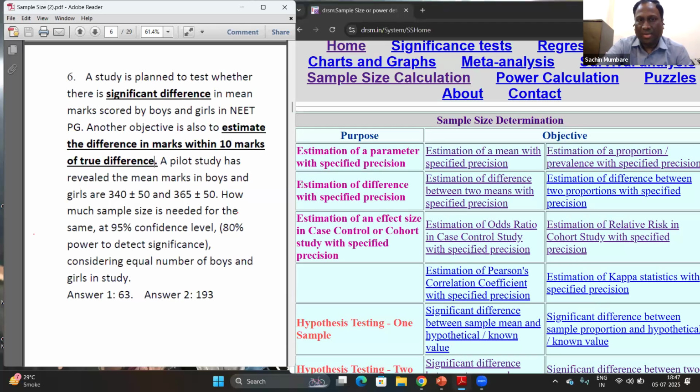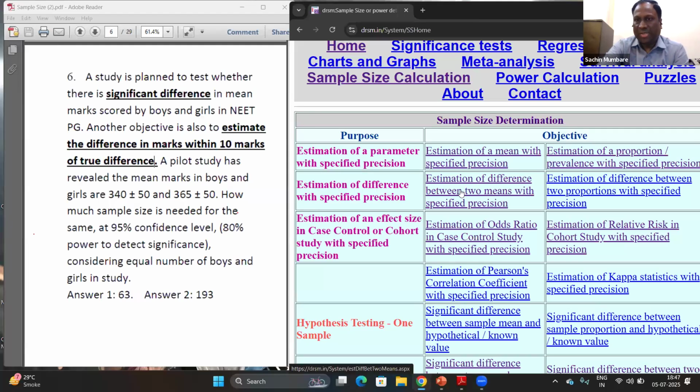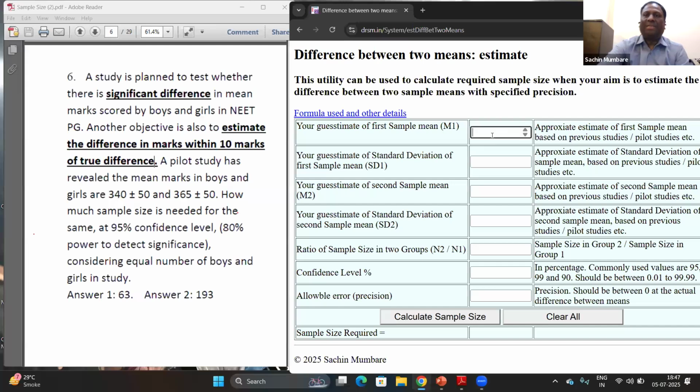So we will use this facility, estimation of difference within specified precision. So estimation of difference between two means with specified precision. And in this example, this specified precision is how much? 10. Okay, so I will click on this and now you tell me the values that I must put here.